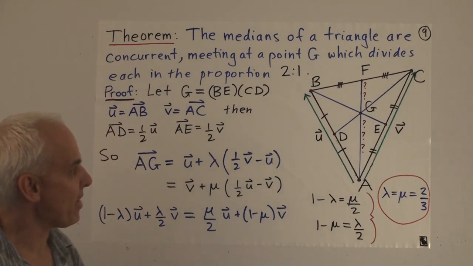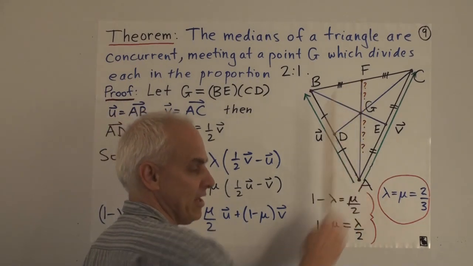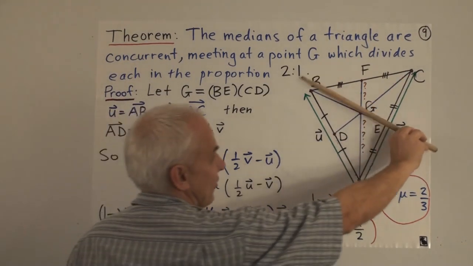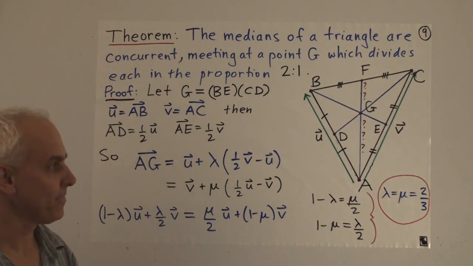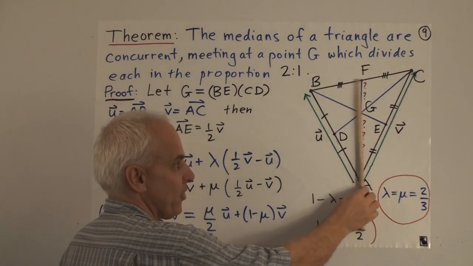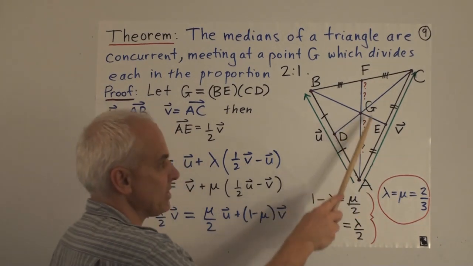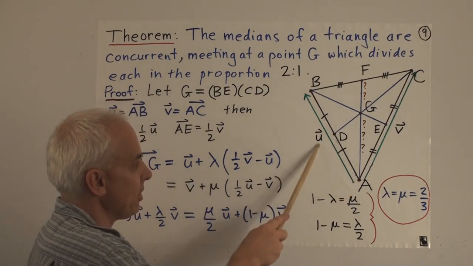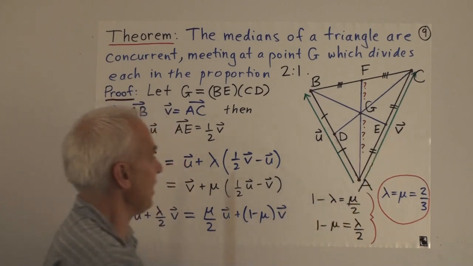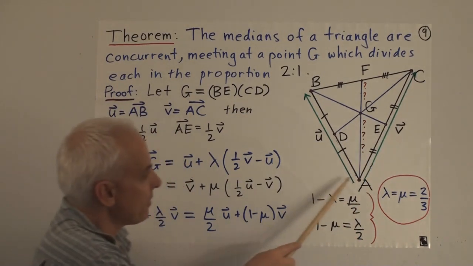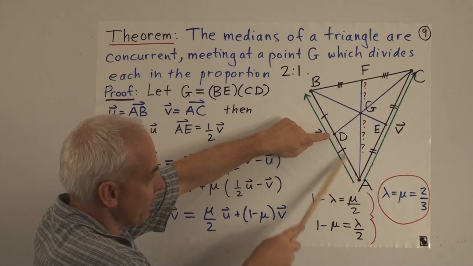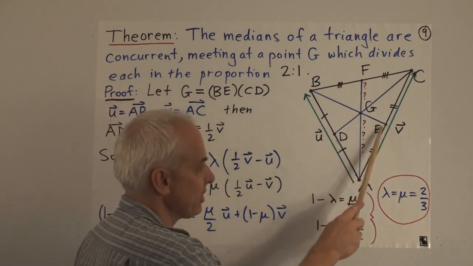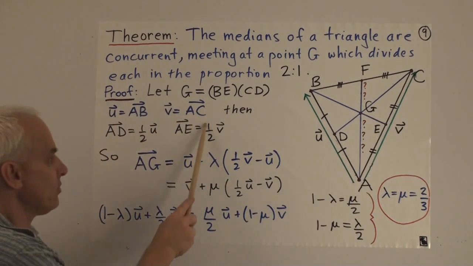All right, so let's start by forgetting about this median for a second. And let's just say that this median and this median intersect at the point G. We will not assume yet that the third median also passes through there. So G for now is the intersection of this median with this median. We'll let the vector AB be u and the vector AC be v. Then the fact that this is a midpoint means that the vector from A to D is 1/2 of u. And this being a midpoint means that this vector, AE, is 1/2 of v.